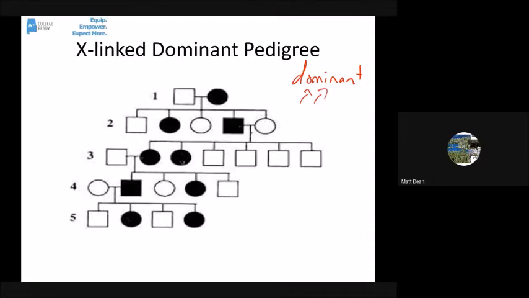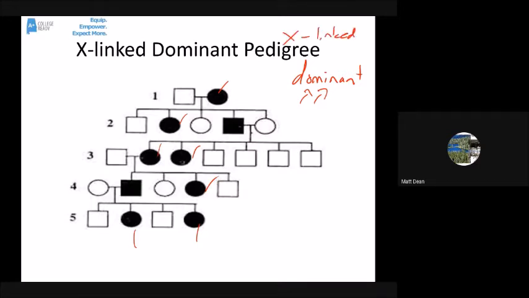The next thing you want to look at is whether males and females are affected in equal numbers. And if you look, there are 1, 2, 3, 4, 5, 6, 7 affected females, but only 2 affected males. So if females are affected more than males, or if males are affected more than females, more than likely the trait's going to be X-linked.